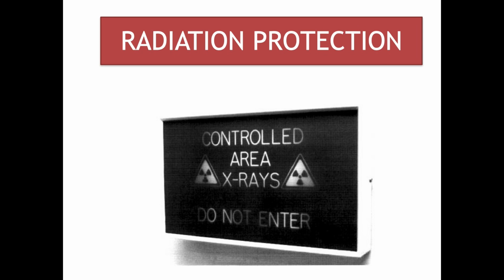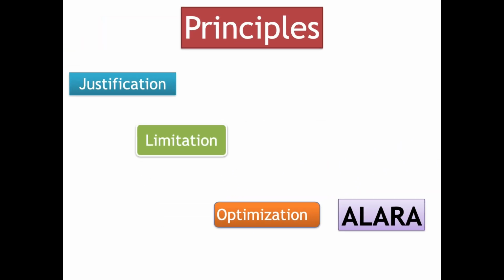So far, we've been seeing about the various effects of radiation over the living systems. Now, we'll be seeing about the ways of protection from radiation. Basically, there are three principles in radiation protection.